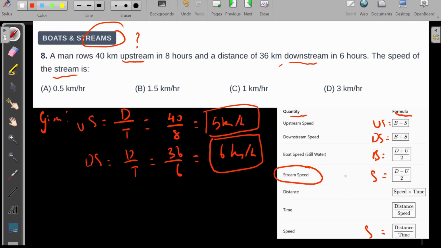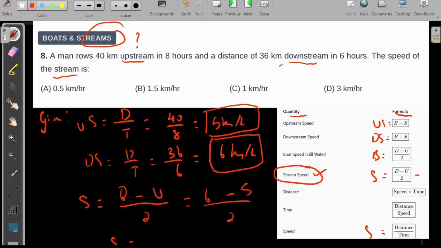Now I can plug these values into my formula to know the speed of the stream. So I can write here, speed of the stream equals downstream, which I already know is 6, minus upstream from this one, over 2. So downstream minus upstream over 2. So downstream is 6 kilometer minus upstream is 5 kilometer, over 2.